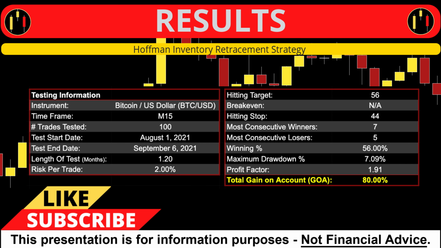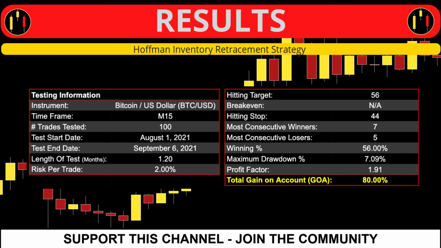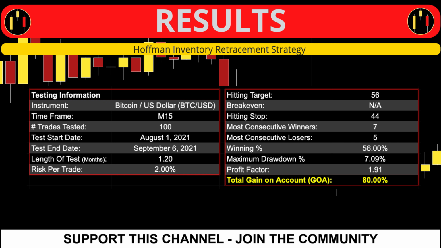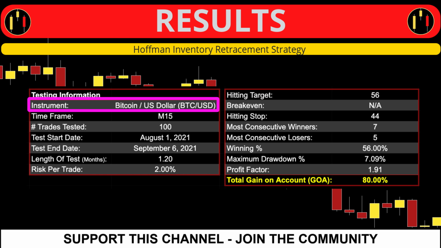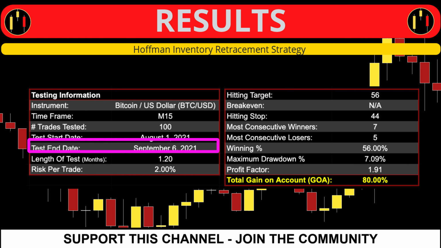Remember, this is just 100 tests on one instrument. If you are thinking of using this system, please do extensive back and forward testing and be sure to let our community know what you discover. This test was done on Bitcoin versus the US dollar 15-minute candles. It took about 6 weeks to get the 100 setups.